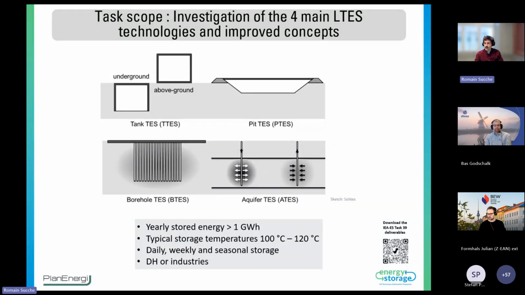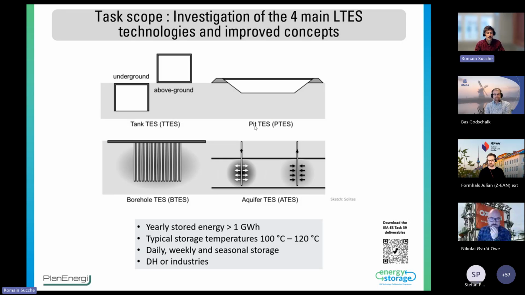I will now give a brief introduction about the 4 main technologies that are going to be used as examples for today and that are part of the task. So the first technology is a steel tank, either on the ground, or, the most common, above ground, which is used to store hot water that can be charged and discharged. A similar technology is the pit thermal energy storage, which is basically the same system with diffusers, but in a pit.